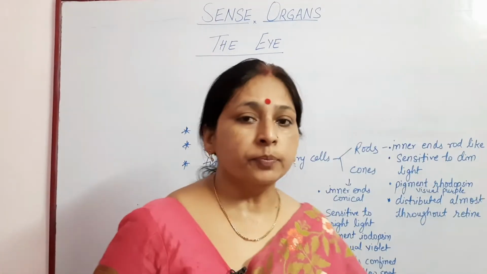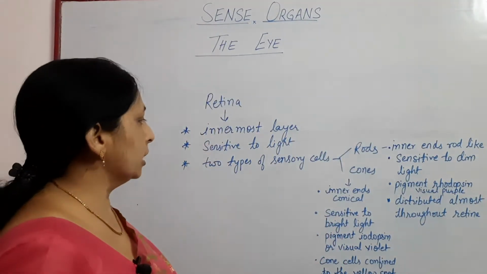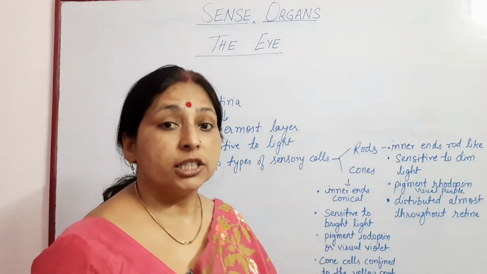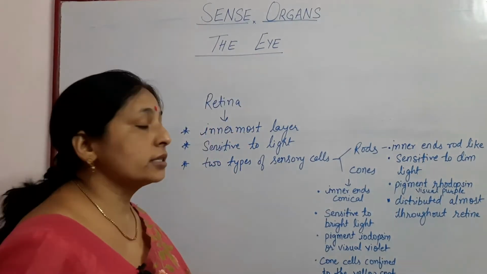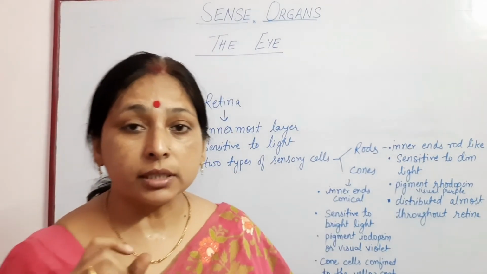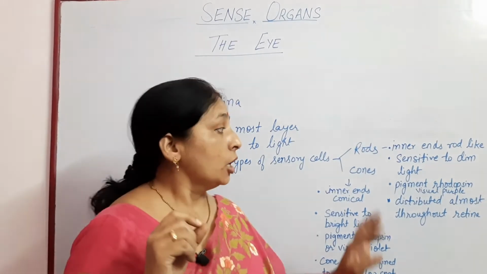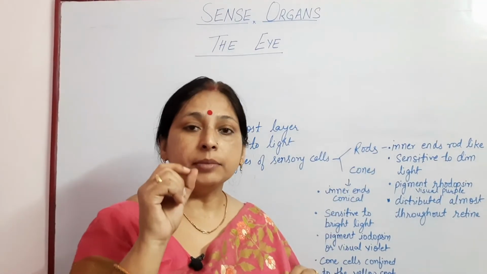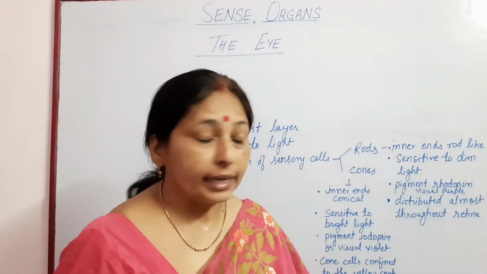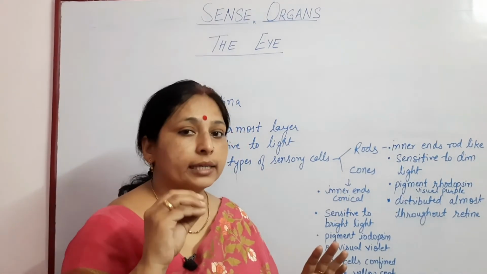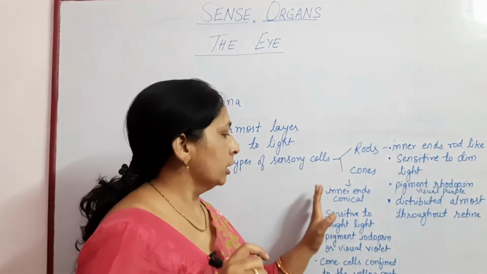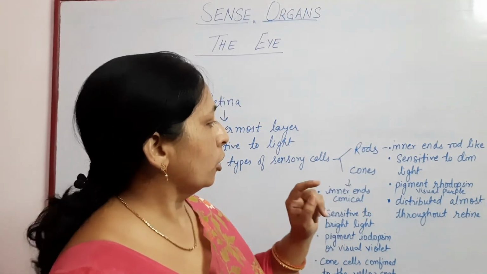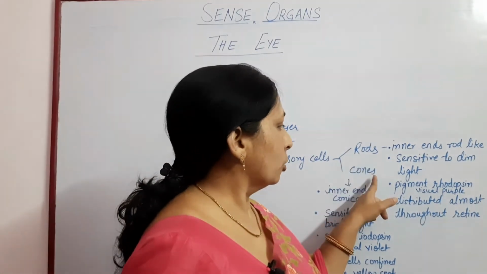Next is the retina. Retina is the innermost layer. This layer is sensitive to light. It contains sensory cells, and the sensory cells are rods and cones. Rods are named so because the inner ends are rod-like. In cones, the inner ends are cone-shaped. So this is conical and rod-like, hence the names rods and cones.